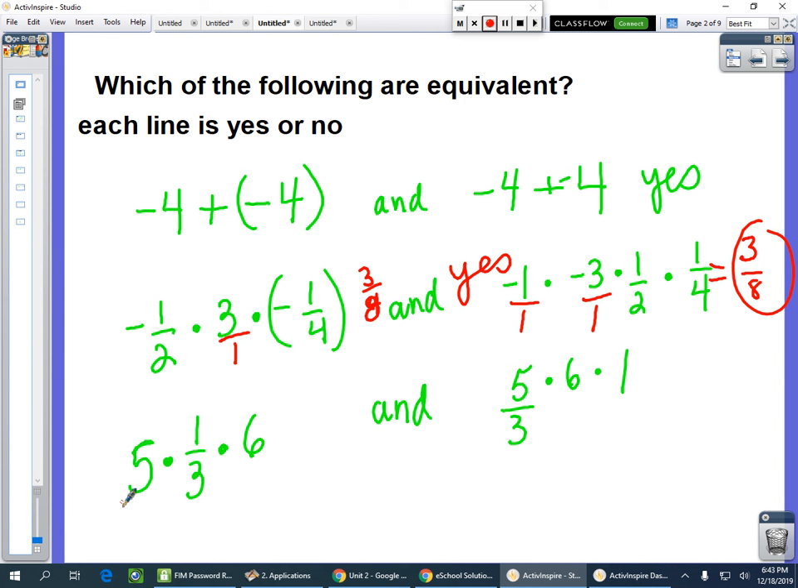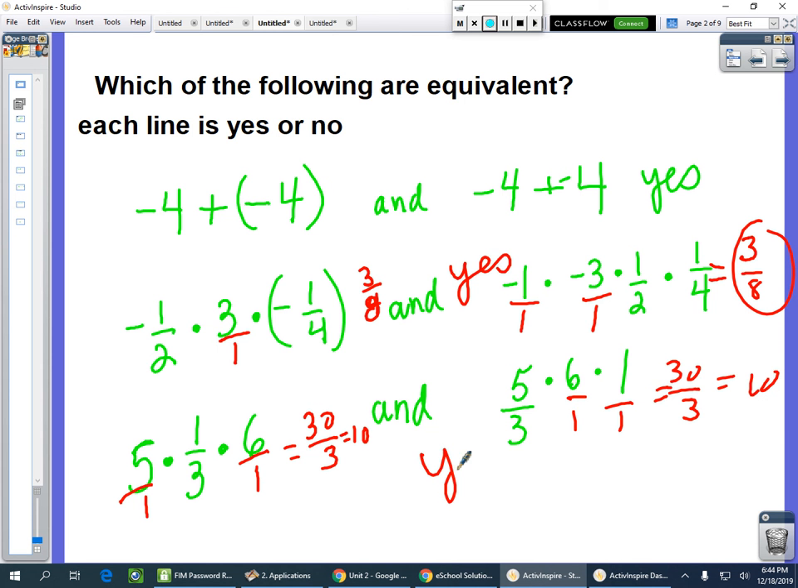Here, I'm going to put the ones underneath the whole numbers. And when you multiply across, 5 times 1 times 6 is 30. 1 times 3 times 1 is 3. 30 over 3 is 10. This one, when you put the ones over all of them, you get, again, 30 over 3, which is 10. So this also is, yes, they are equivalent.